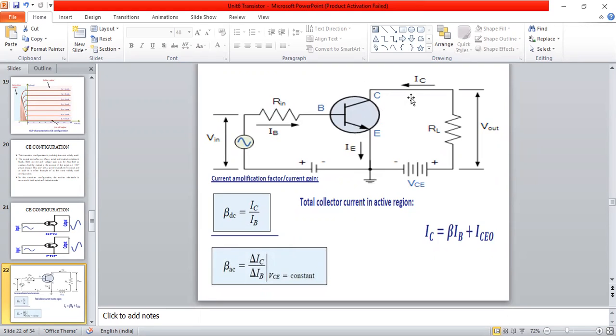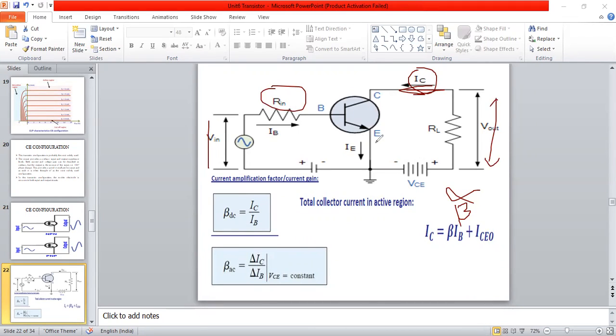Here also some current amplification factor is there. That one we are going to consider as beta. The previous one we considered as alpha, right? Yes, sir. But here I will consider beta. Beta is the ratio of the change of output current to the input current. Which is the output current here now? IC. Because output is taken at this point, and input is this side.